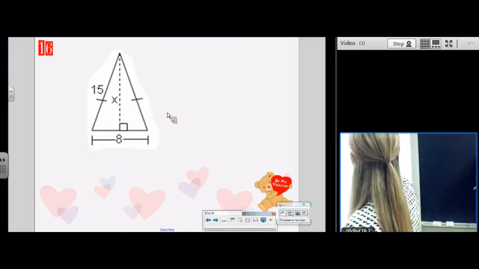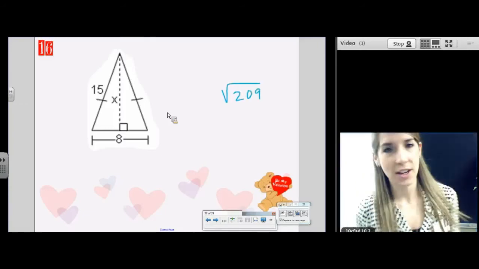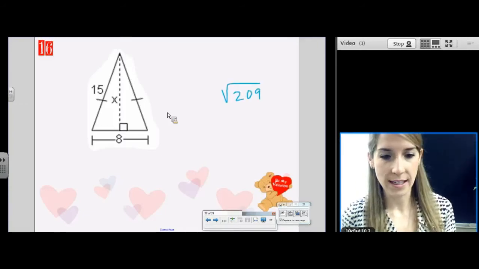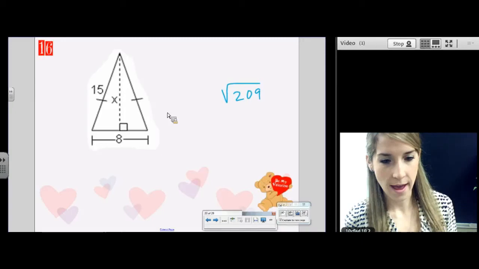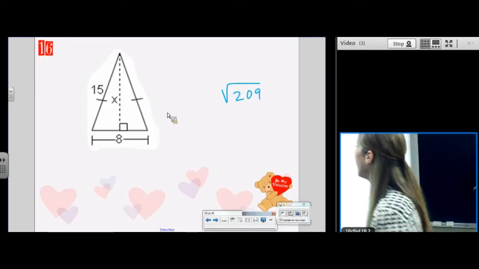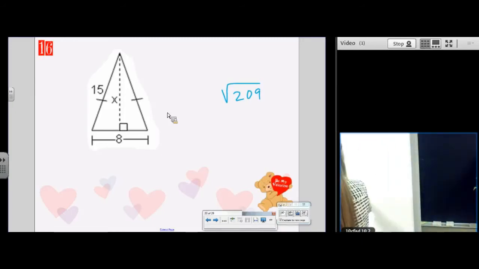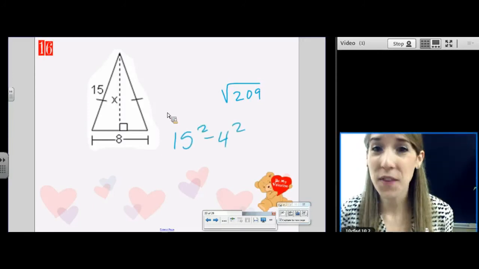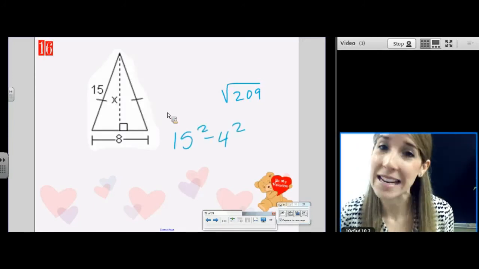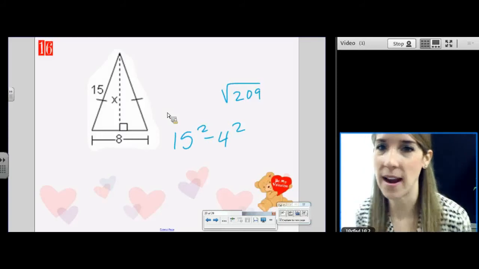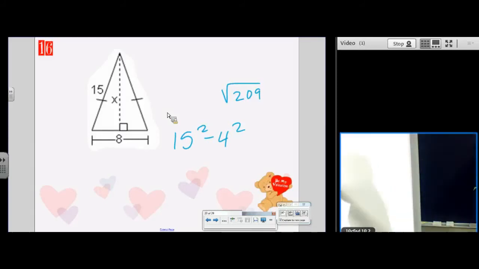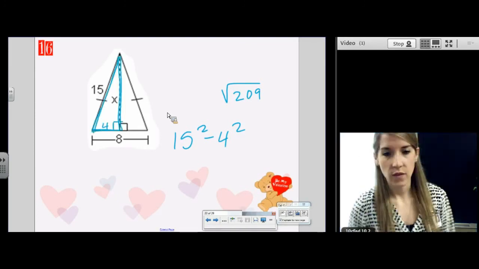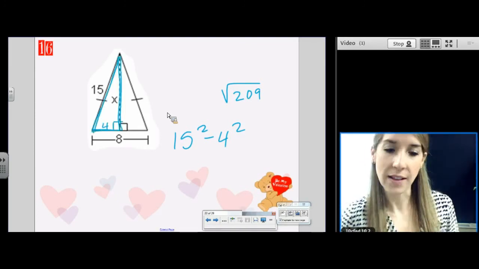X is the square root of 209. That actually cannot be simplified. That is in simplest form. Okay? Good job. So the important thing is to know, first of all, that you're doing Pythagorean theorem. The second important thing is to not do 15 squared minus 8 squared, because that triangle is not a right triangle. But when you draw the altitude, this triangle is a right triangle. So you do Pythagorean theorem, 15 squared minus 4 squared, and you take the square root.